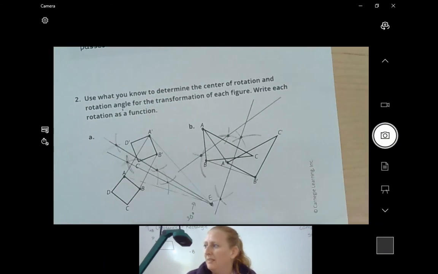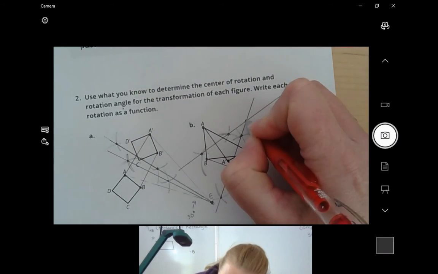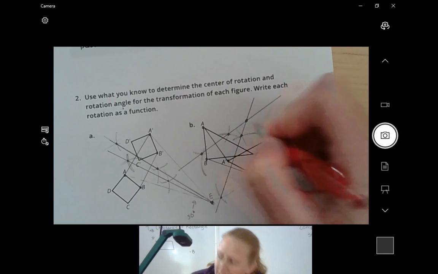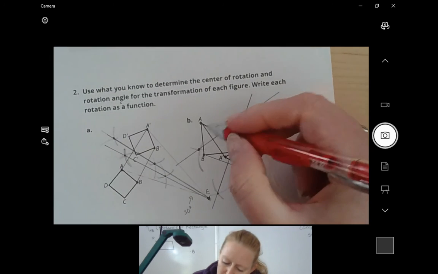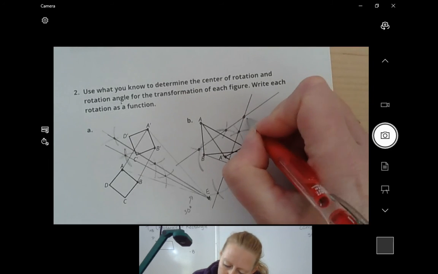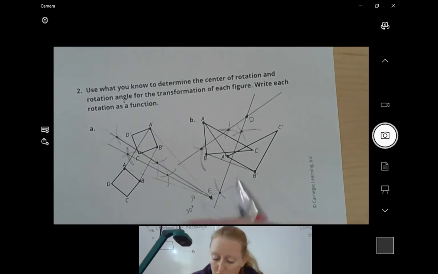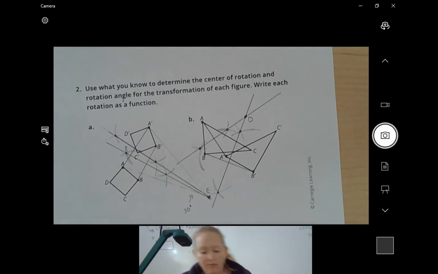Woo! Oh, these intersected real nice. There we go. There's my point. There's my center of rotation. Yeah! There's my center of rotation. Since this is ABC, I guess I'll just call this D again. Sorry, I like imagination. We do need to figure out the angle of rotation.